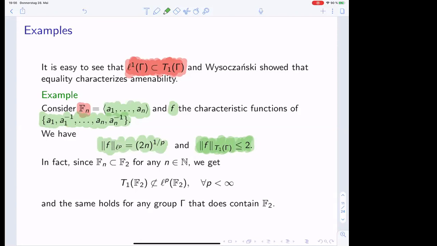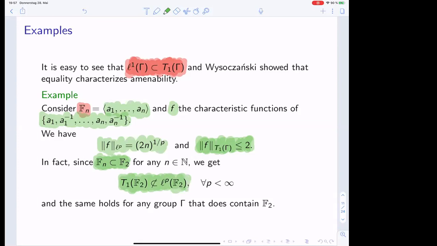I will argue that this is the case on the next slide, but let's first see some consequences. If we note that the free group on n generators is contained in F2 for any n, then this implies that T1 cannot possibly be contained in Lp of the free group for any p less than infinity. Right, so if it was contained, then it would be contained in such a way that the norms are bounded by a constant, right? So that's just an easy Banach space theory argument.